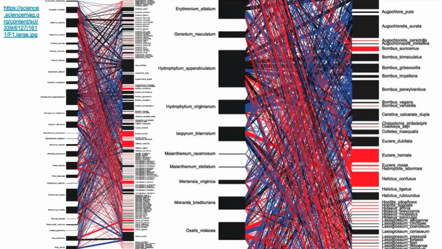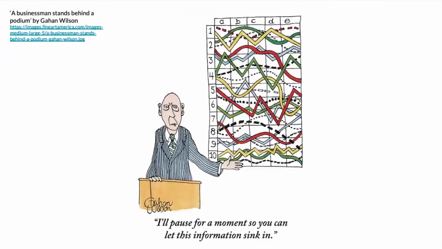You can see the full thing and then a zoomed in version. There's so much information, so much going on here. It's completely impossible to see what on earth is going on. It's just far too much. And I think this cartoon sums up what's going on. It says, I'll pause for a moment so you can let this information sink in.